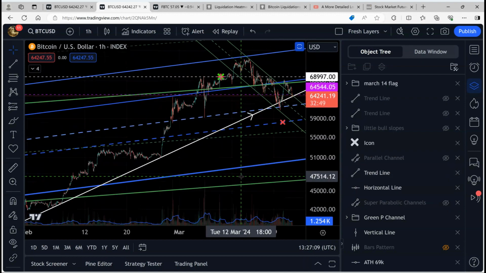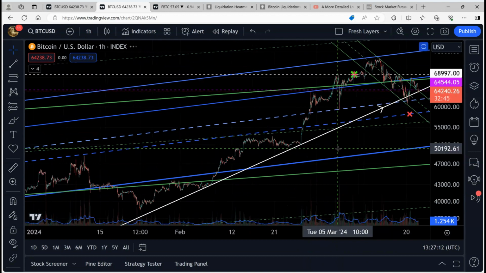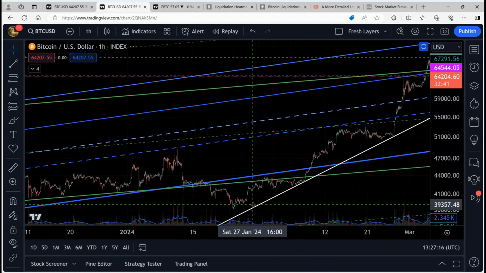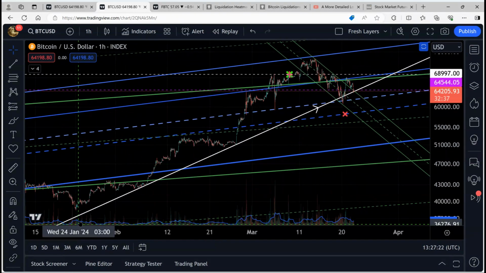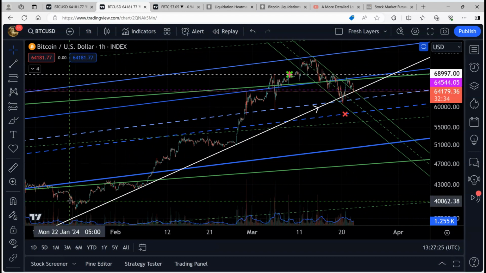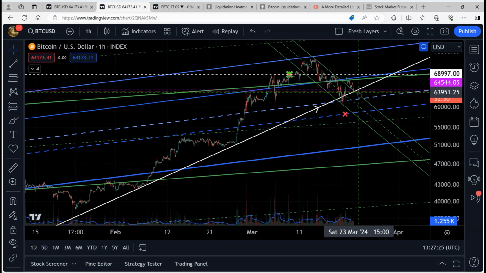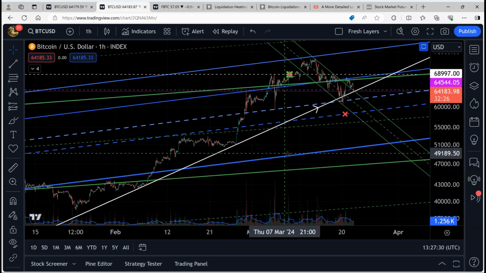Now let's zoom out here. Zooming out, you can see the significance of this trend line here. It's acted as support with this whole move here.